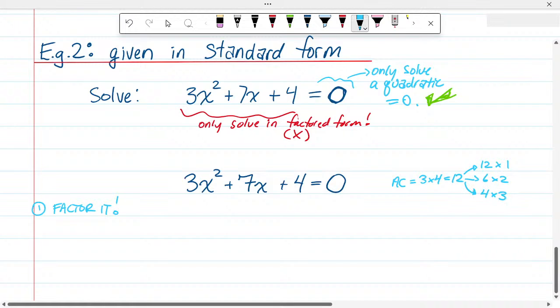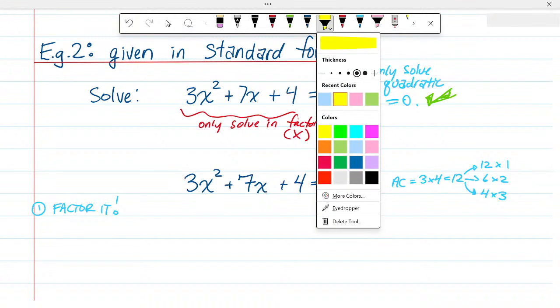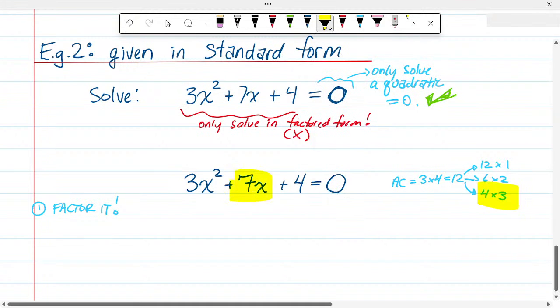Any other ones? I guess the double negatives of all those, right? Negative 12, negative 1, negative 6, negative 2, negative 4, and negative 3. Anything else? I don't think so. Does one of those work? Yes. Which one? 4 and 3. 4 and 3. What do I do now? You decompose and you have to split the 7x into 4x and 3x. Great.